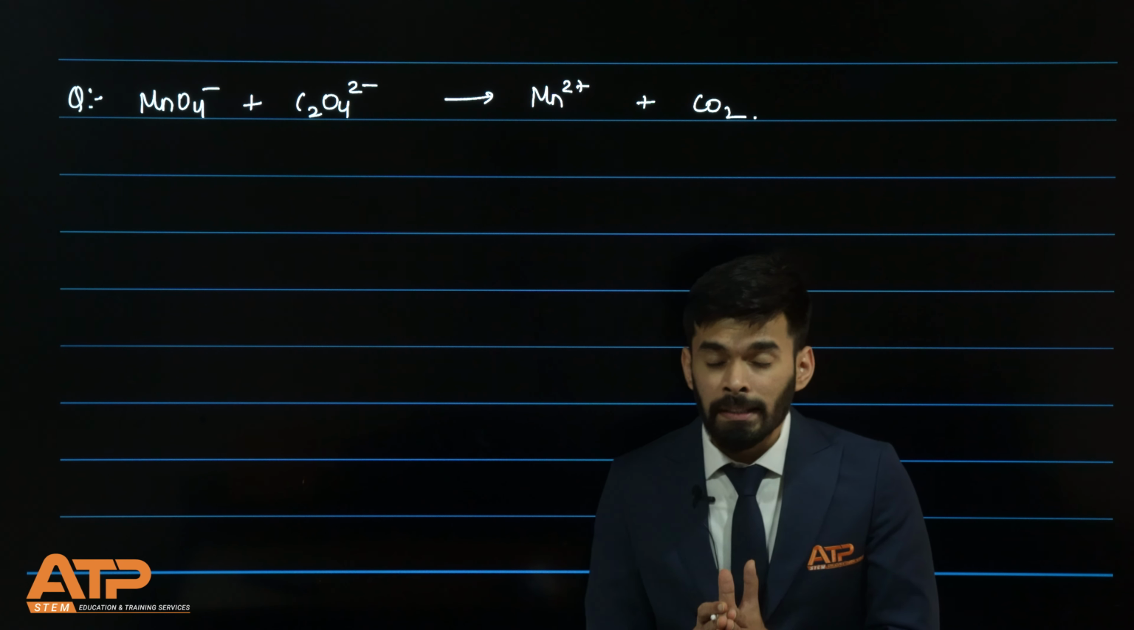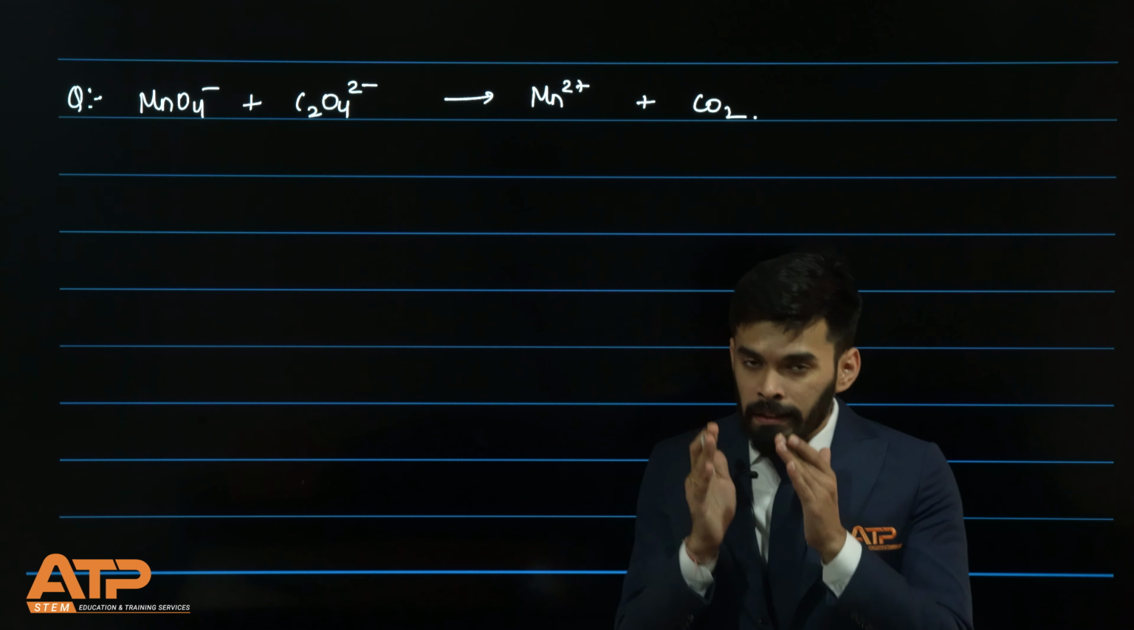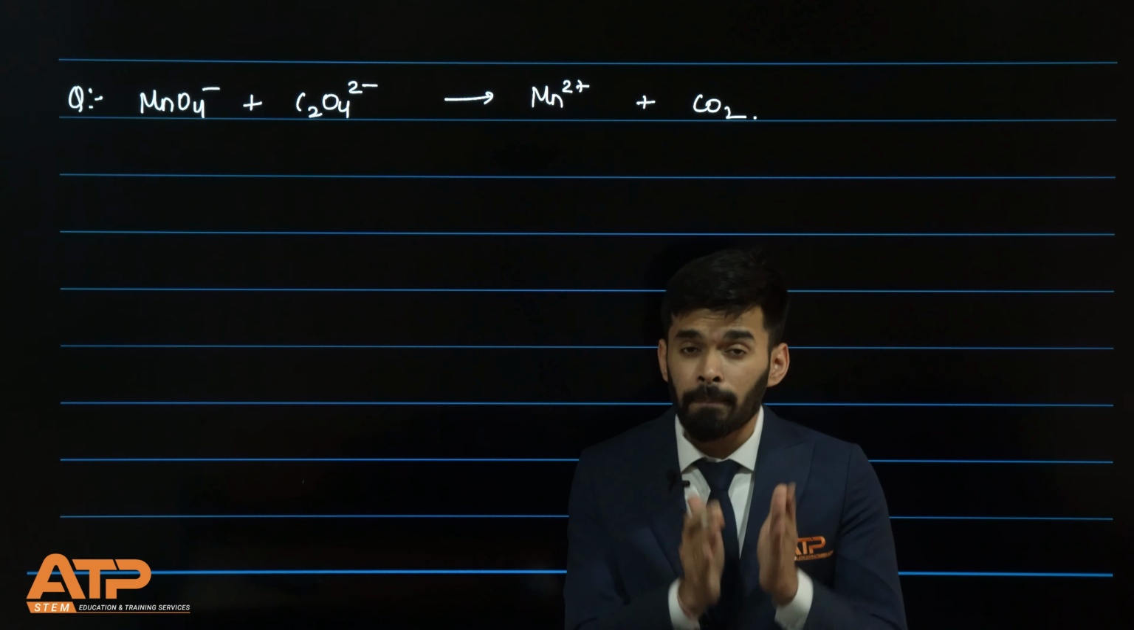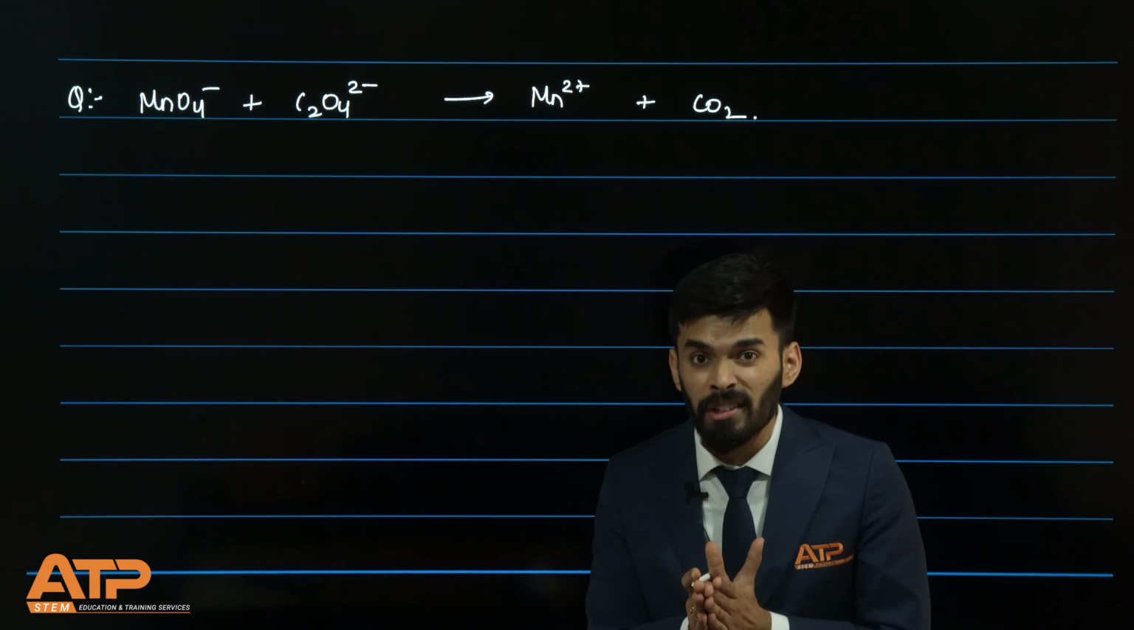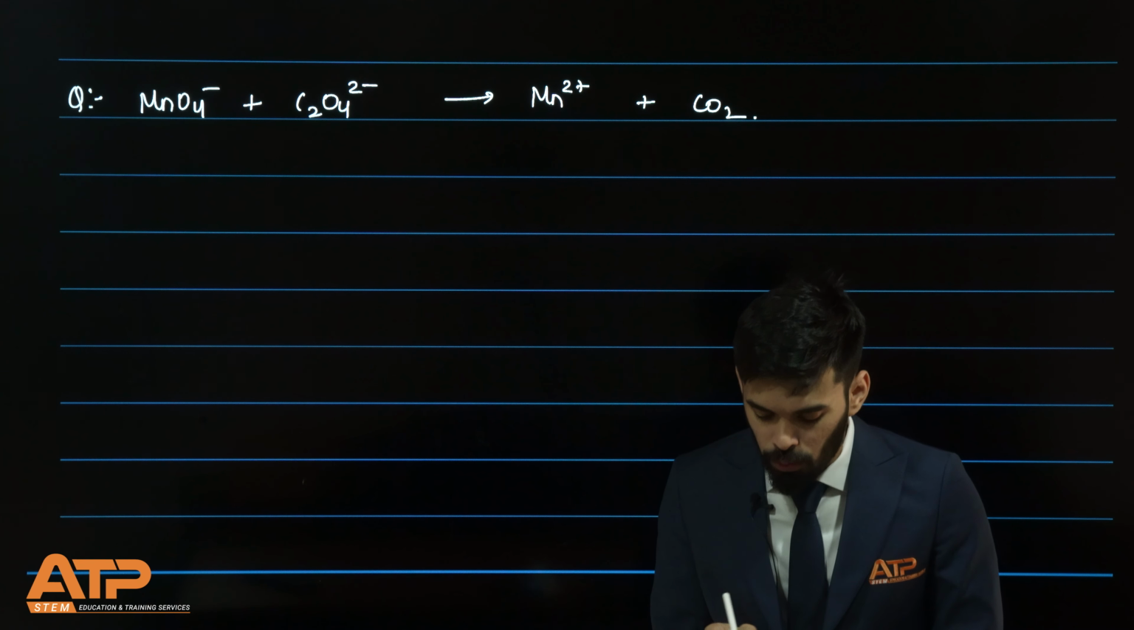Okay, so this is the question which we will solve next. In this question also, let's very quickly apply the shortcut and get the answer. First step is to calculate the change in oxidation number and make the change equal.